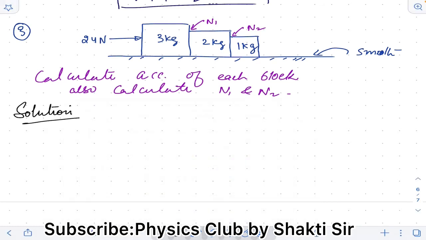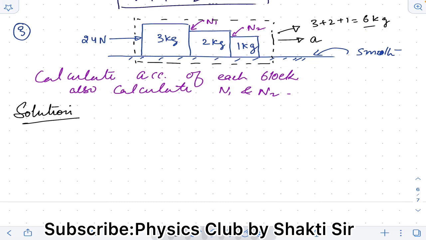So first of all, as all the blocks will move together due to the force 24 Newton acting on the 3 kg block towards the right side, we will consider these three blocks as a system. So this becomes a system. Okay, so what's the mass of the system? So mass of the system becomes 3 plus 2 plus 1 equals 6 kg. And due to this force, this system accelerates towards the right. It means that all three blocks move simultaneously with the same acceleration A.